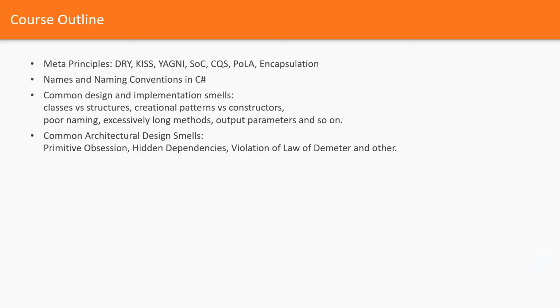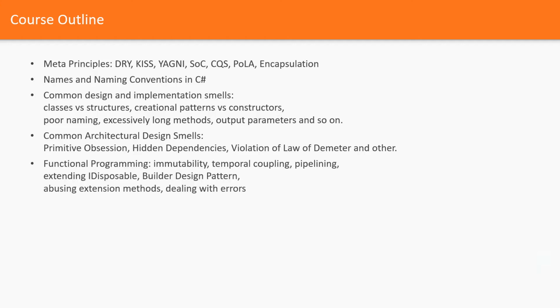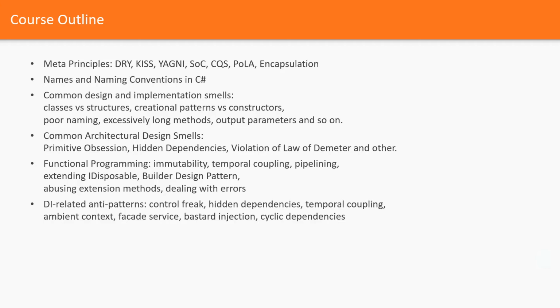Common architectural smells, such as primitive obsession, hidden dependencies, violation of the law of Demeter, and others. Functional programming, including immutability, temporal coupling, pipelining, extending IDisposable, builder design pattern, abusing extension methods, and dealing with errors. DI-related anti-patterns, including control freak, hidden dependencies, temporal coupling, ambient context, facade service, bastard injection, cyclic dependencies, and others.